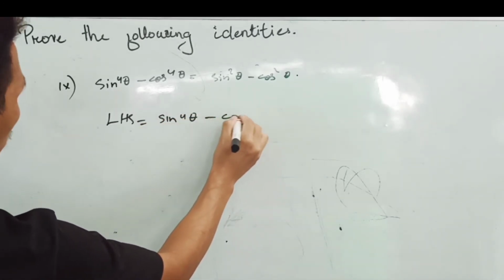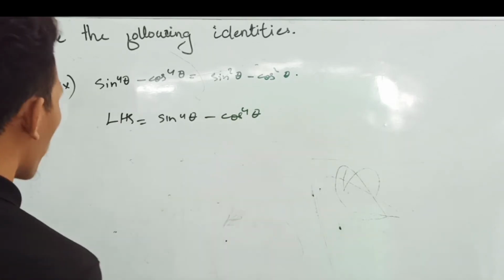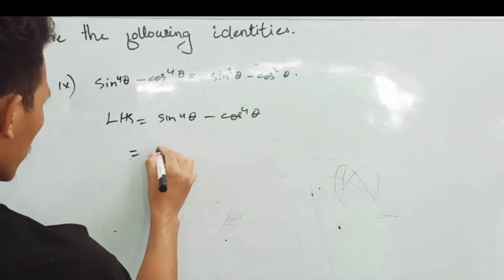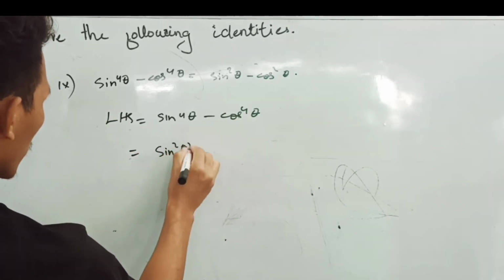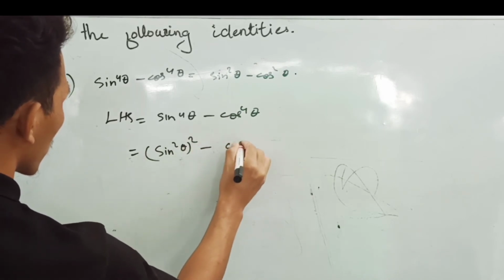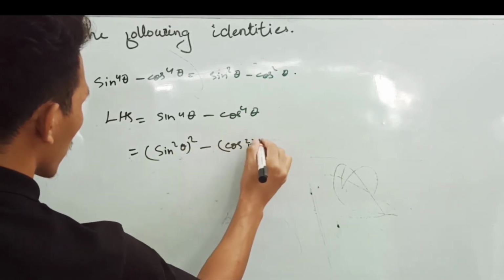Sin 4 theta minus cos 4 theta. Here, sin 2 theta whole square minus cos 2 theta whole square.